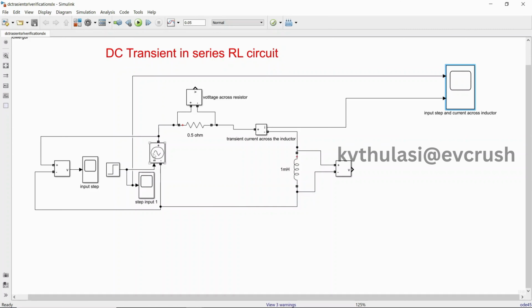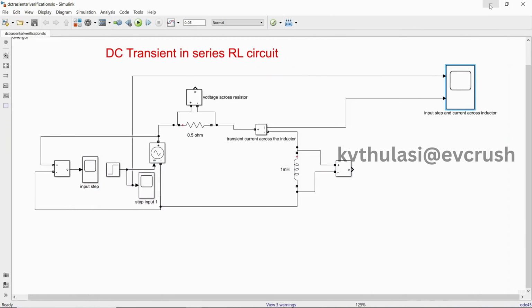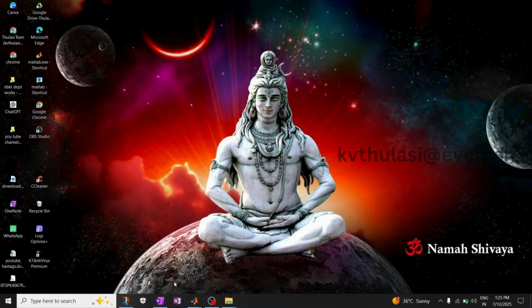Now under DC transient with a step input, this is the input I applied. Why have I given a step? Because I am changing the input voltage, so this is nothing but switching. This is t equal to 0, and this is t equal to 0 plus. Just before switching, at this instant, the current is 0. Slowly the current increases and reaches 20 amperes. This time is called the transient time, and this time is called the steady state. That's how the inductor behaves under the transient state as well as under the steady state.